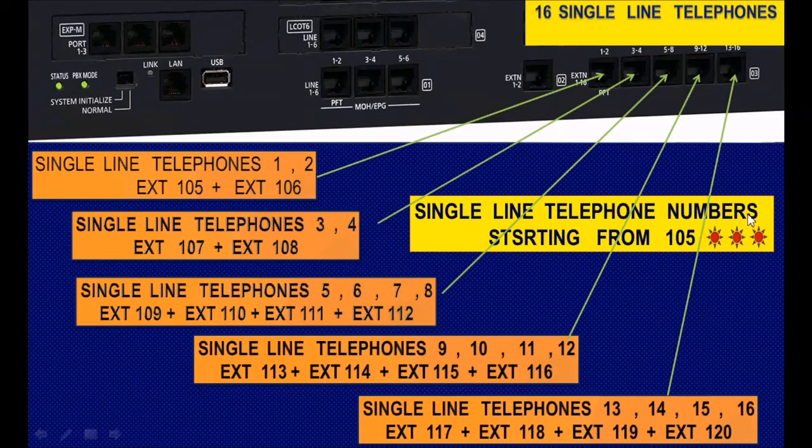Single line telephone numbers start from 105 by default if we select extension numbering to start from 101, and if we select during initial setting that the extension numbers start from 201, so single line phones will start with 205. From 101 to 104 is 4 digital extensions, as we mentioned before.